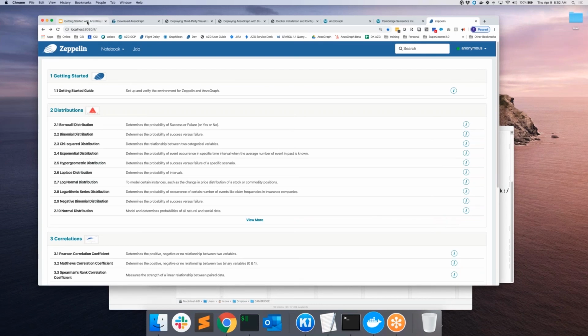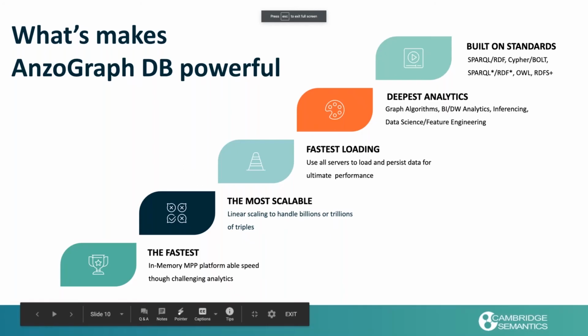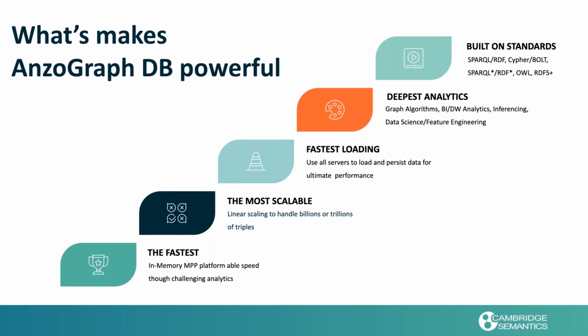There's a couple of other things I wanted to mention to you. What makes AnzoGraph so powerful, and why has it become such a popular database for graph analytics? These are some of the reasons. We are the fastest and most scalable graph database on the market today. Our MPP platform is a distributed, massively parallel in-memory database that makes it extremely fast for very large scale graph analytics. We've scaled up to 200 nodes in a Google cluster for some of the benchmarks that we've published on our website, and you can download those benchmarks and see how we compare to other databases out there.